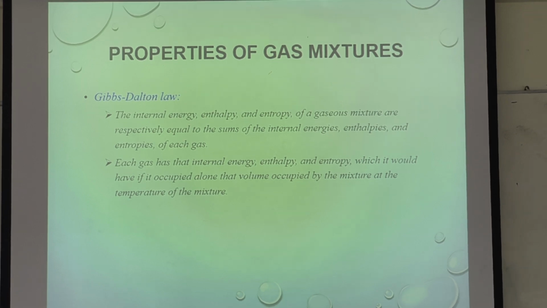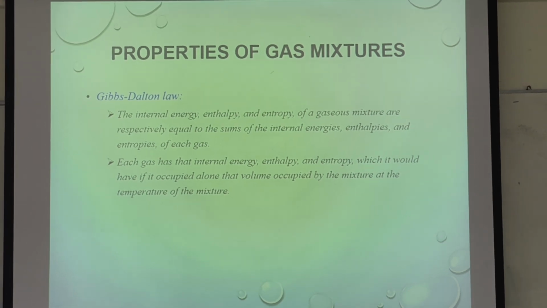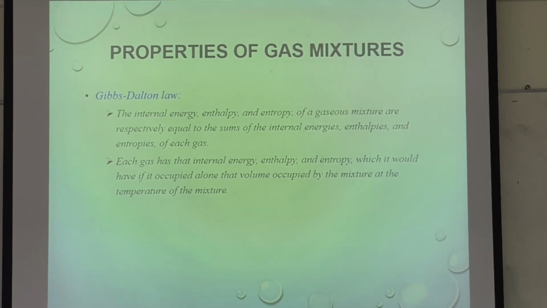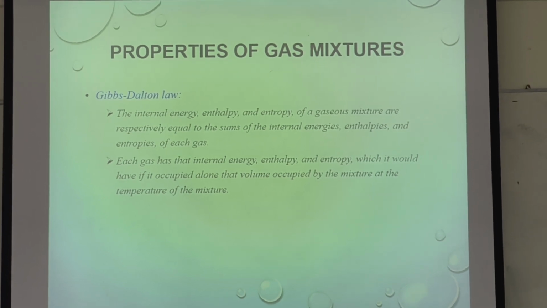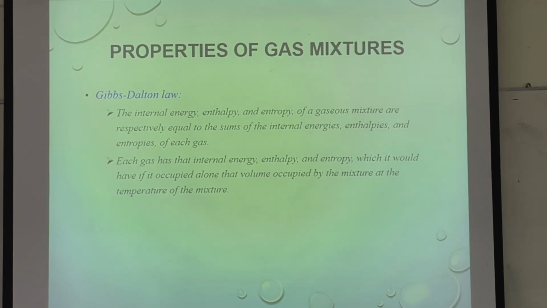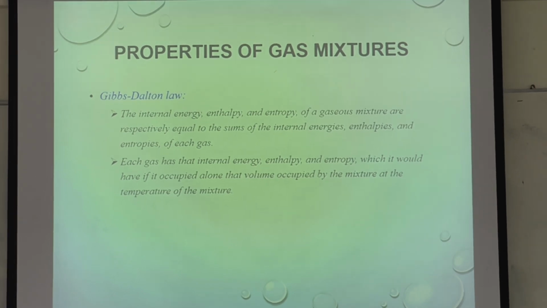So the internal energy, enthalpy, and entropy of a gaseous mixture are respectively equal to the sum of the internal energies, enthalpies, and entropies of each gas. So each gas has an internal energy, enthalpy, and entropy, their volume occupied by the mixture and the temperature of the mixture. So actually this whole thing is the same as what you saw just now, but now we move it to internal energy, enthalpy, and also entropy.